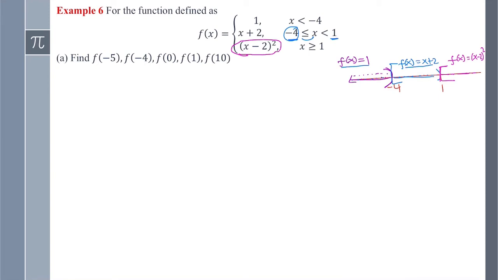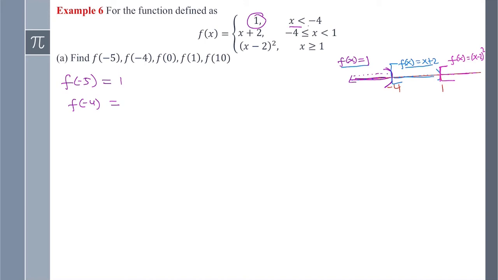Okay, so let's go ahead and do this example here. We are asked to find f of -5. So I know that -5 is in this interval right here. That means when x is -5, I'm going to use the first piece of the function, the first definition. This is a constant, f of x equals 1. That means no matter what x value I have, it's always going to be 1. So it's just 1.